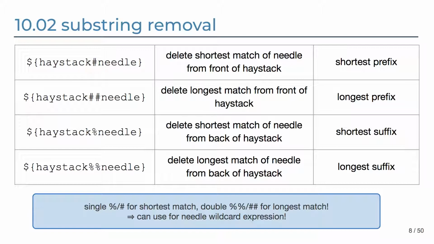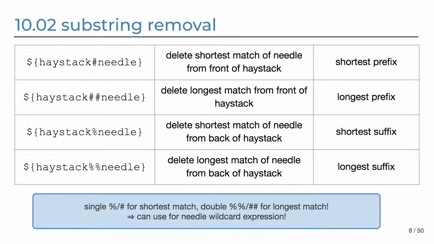And the same also works from the back. So here we have the percent or the double percent for that. And you can easily remember that: if it's just one, it's the shortest match, and if it's a double, then it's basically the longest match. And so why is this now cool?